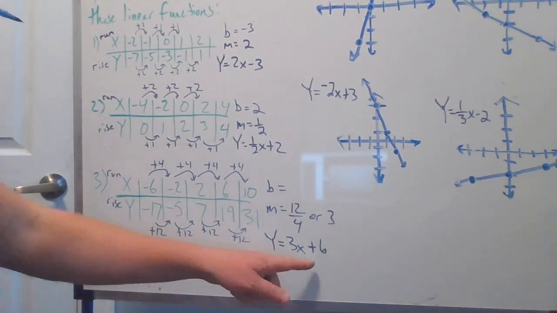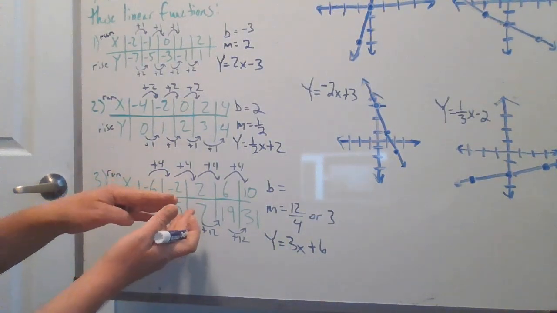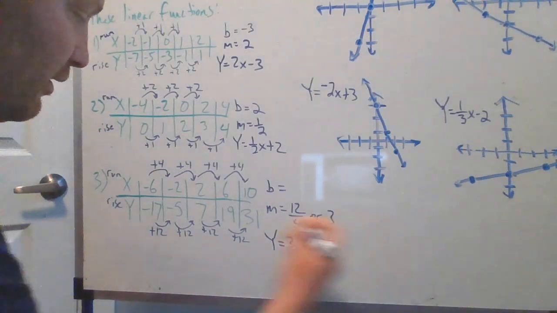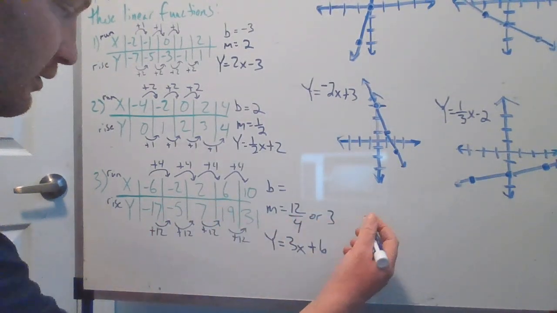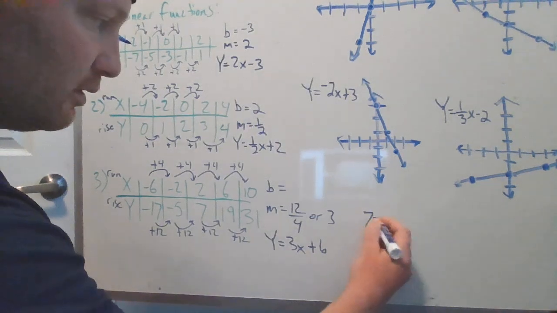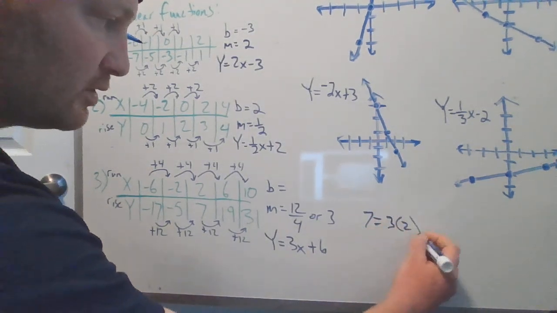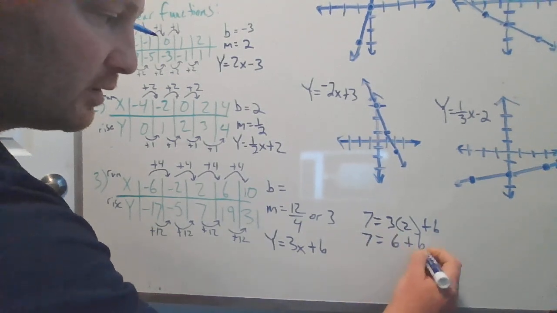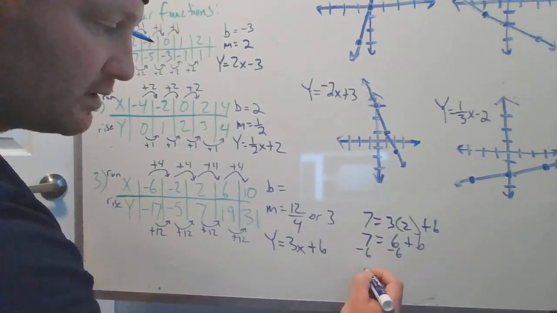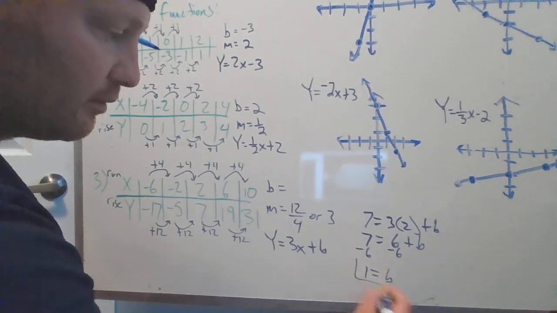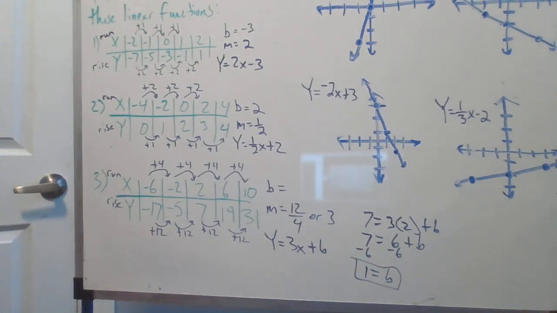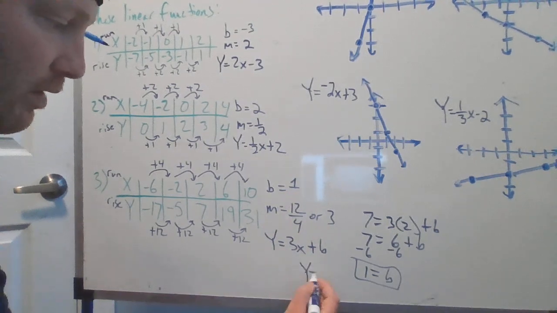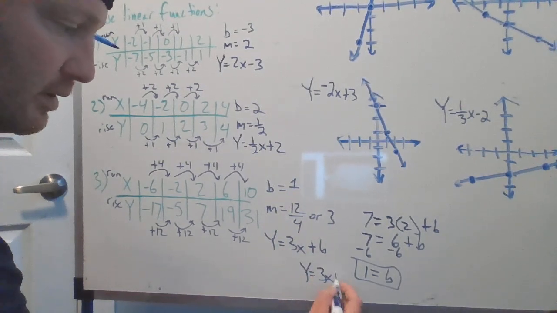So if I wanted to solve for b, let's just pick 2 points, x and y, and replace them with x and y to solve for b. So I'll use these points right here, 2 and 7. So I'm going to do 7 equals 3 times 2 plus b. 7 equals 6 plus b. Subtract 6. 1 equals b. Okay, so now we know our b is 1, so our equation is going to be y equals 3x plus 1.